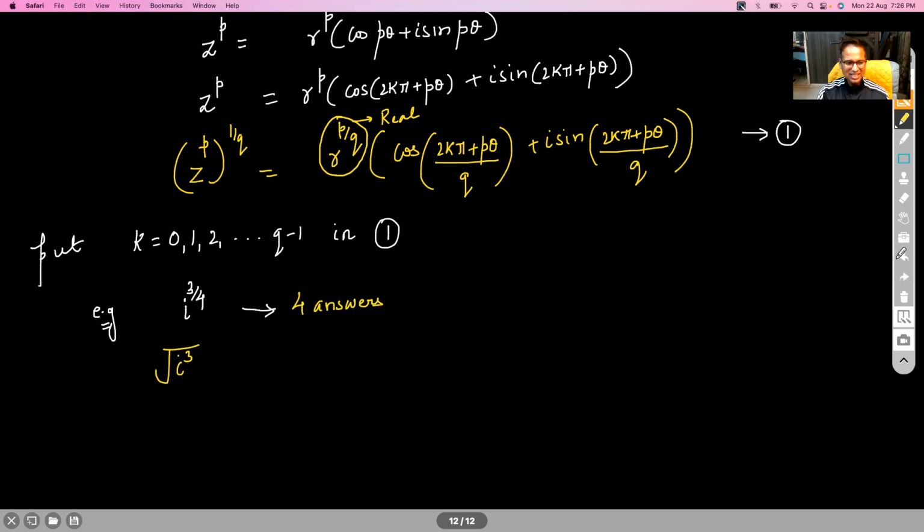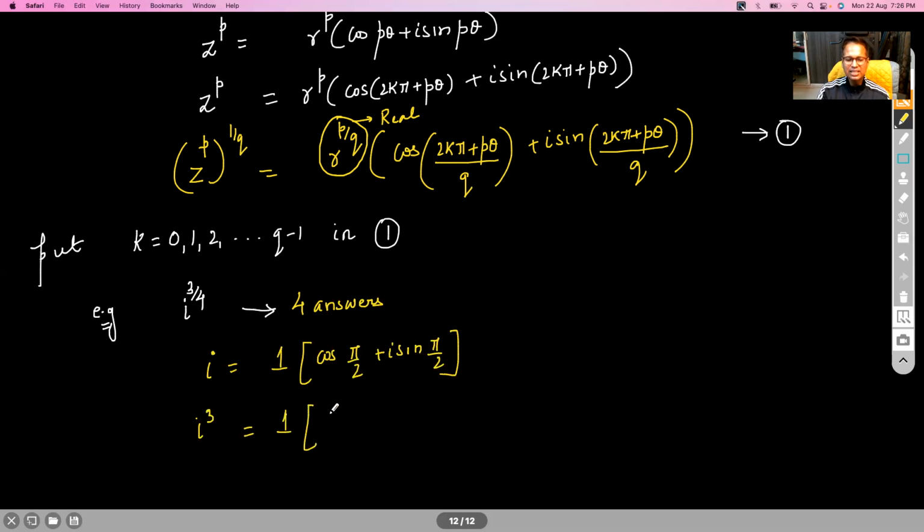Exactly. Now let's see how de Moivre's theorem helps us with this. First of all, i itself I can write as 1 cos pi/2 plus i sin pi/2. First raise it to the power of 3, or you can directly jump to the result also, but I'm doing it slowly. When you raise it to the power 3, 1 cube will become 1 only, and 3 will get multiplied to pi/2. Correct?